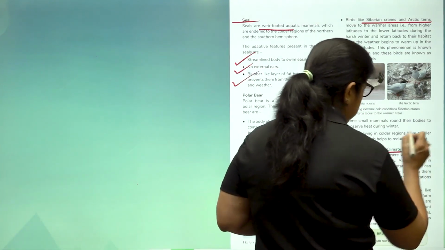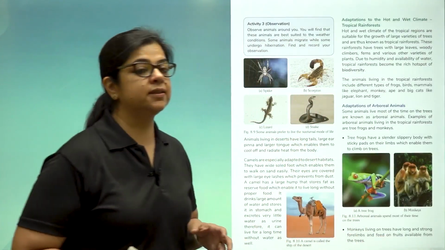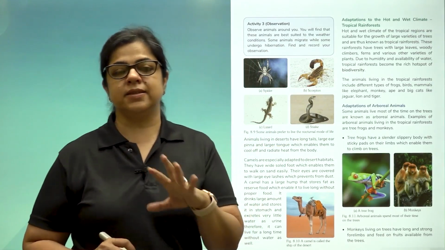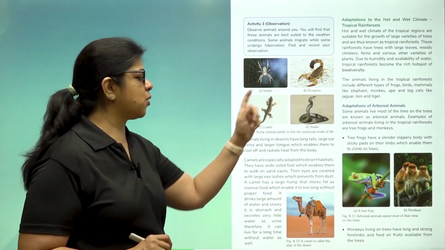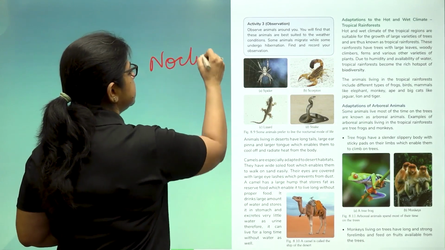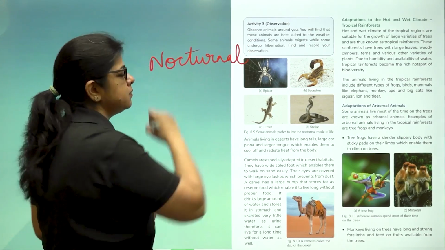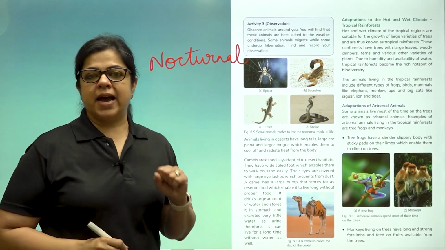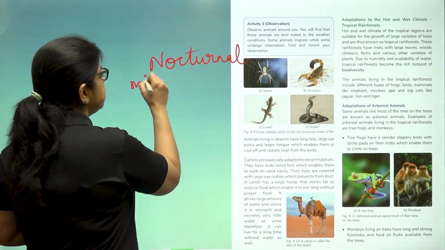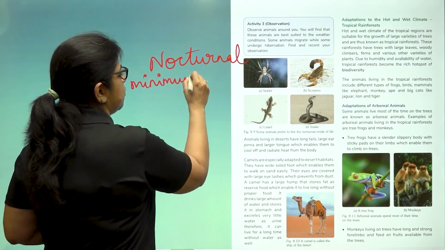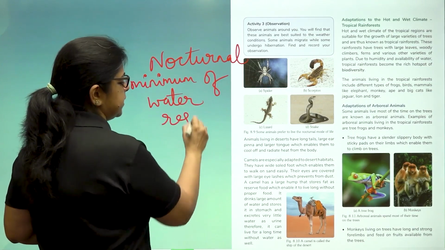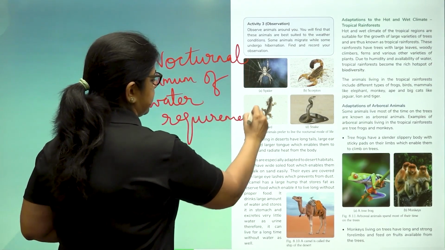Now let us discuss hot climate, that is the desert. All these animals that are present in the desert, as we can see, the spider, scorpion, lizard and snake, what do they do? They are all nocturnal animals. They come out only at night when the heat is very less. They survive at a minimum level of water requirement. Why? Because there is no water in the surrounding.